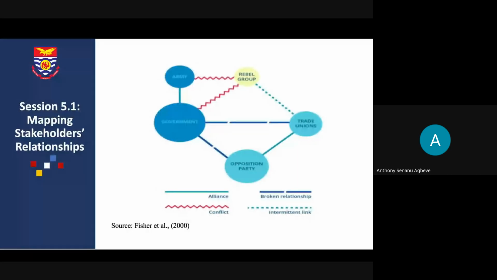However, between the government and the opposition party, you see there's that kind of broken relationship, because the opposition party will always be accusing the government of something. They just want to do something to make the government unpopular. So that relationship is a broken relationship. It's not really an alliance, because they always oppose whatever the government will do.